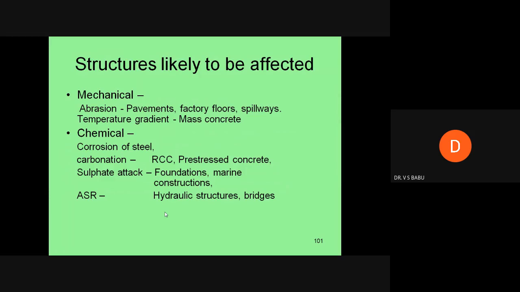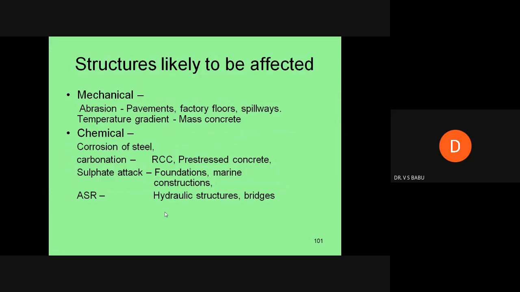That means yellow color precipitate will form on the steel rods. So if corrosion starts and the life of the steel rod is damaged, then obviously the tension zone concrete cannot take the tensile forces. So your slab will collapse one day. Next, carbonation. The carbon dioxide present in the atmosphere reacts with the calcium hydroxide and forms calcium carbonate. Because of this, in RCC members and pre-stressed members, carbonation will be a normal problem.